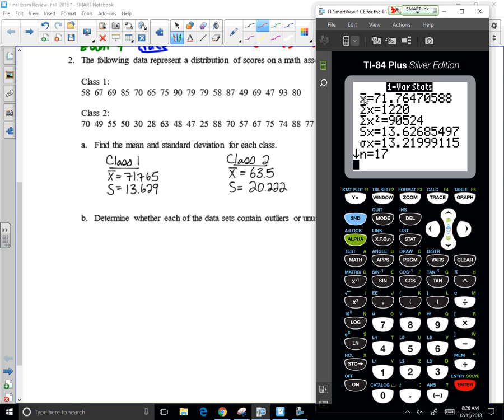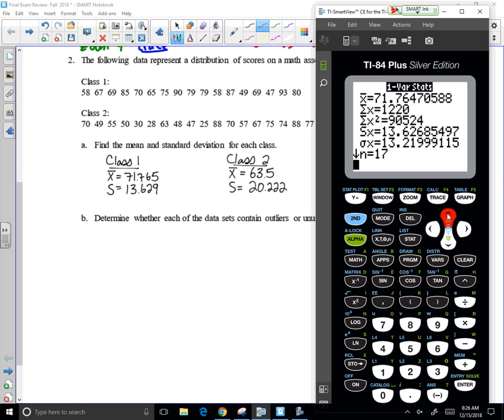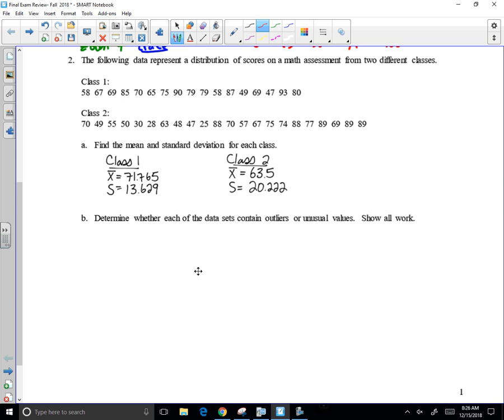So mean, standard deviation. Now, if I were to use the formula to come up with outliers, I'd scroll down and get all this information. But again, I don't want to do that. All right. So I have my data in. Let's worry about unusual values first.